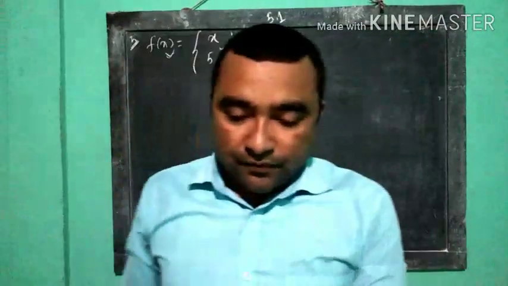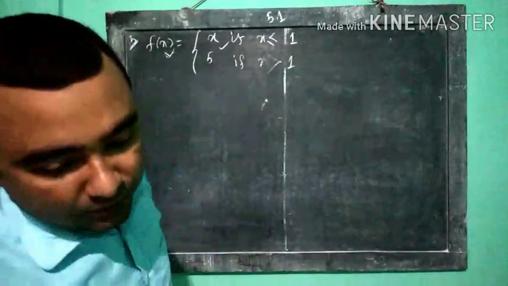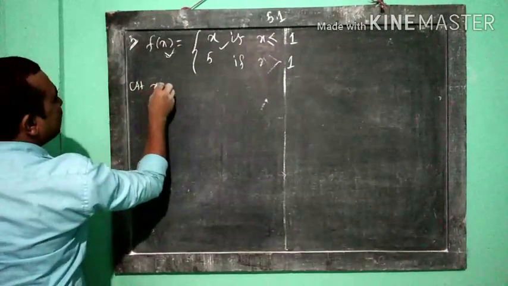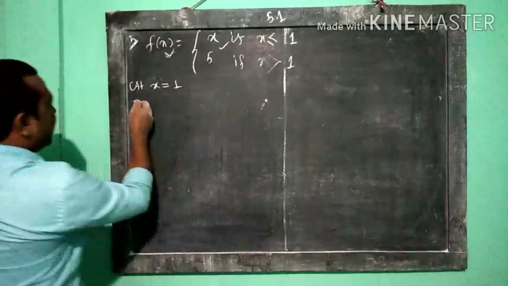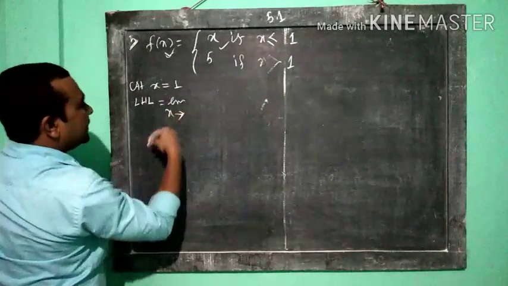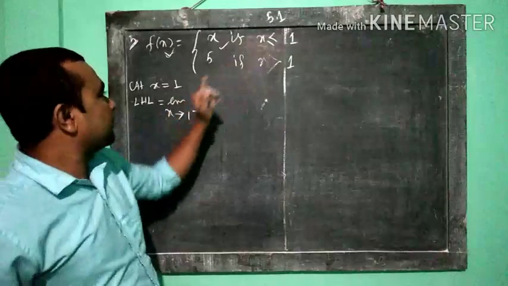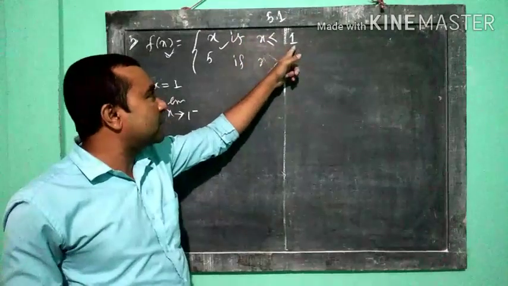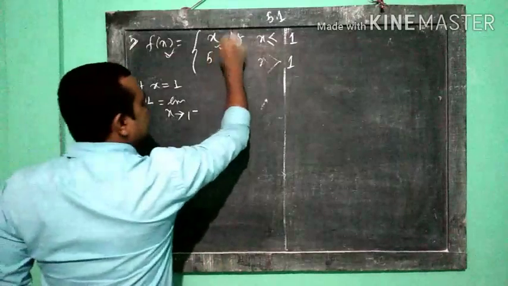Now add x equal to 1, add x equal to 5. So now we are going to check at x equal to 1. At the point x equal to 1, what is the left hand limit? Left hand limit equals limit x tends to 1 negative. So 1 negative means the value of f(x) is what? x is less than or equal to 1. Since it is 1 negative, so 1 minus something, it lies in this equation.